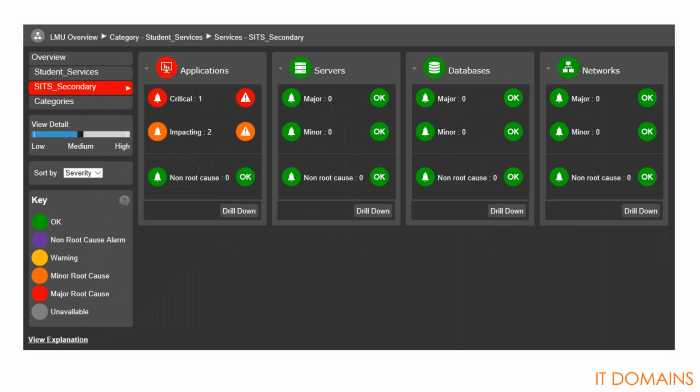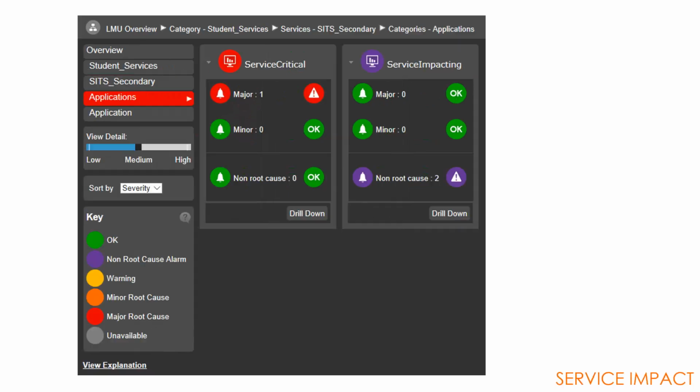On this dashboard, we can see the four IT domains for the SITS secondary service: applications, servers, databases, and networks. Again, it's easy to see that the root cause of this issue is the application's IT domain because of its red major root cause alarm status. Additionally, there are a number of amber root cause alarms, but these are less serious, so can be ignored during this root cause analysis. I'm now going to drill down to continue the investigation of the major root cause alarm for the SITS secondary applications IT domain.